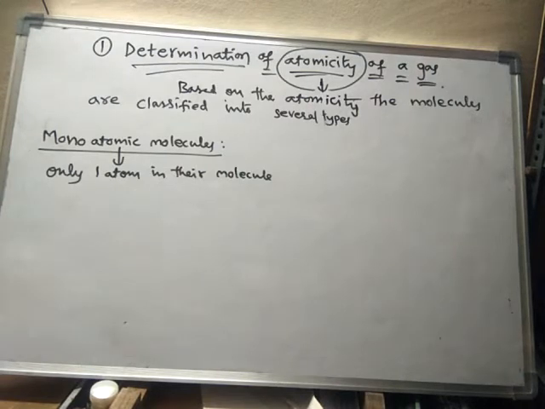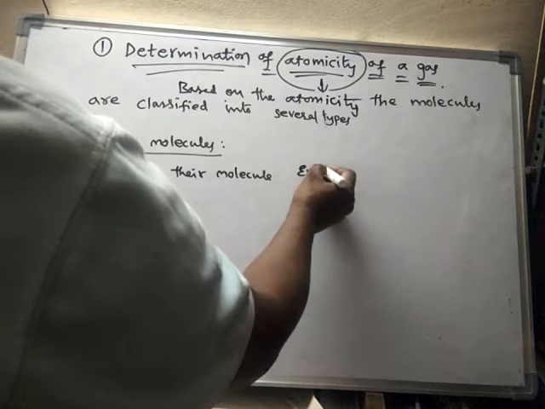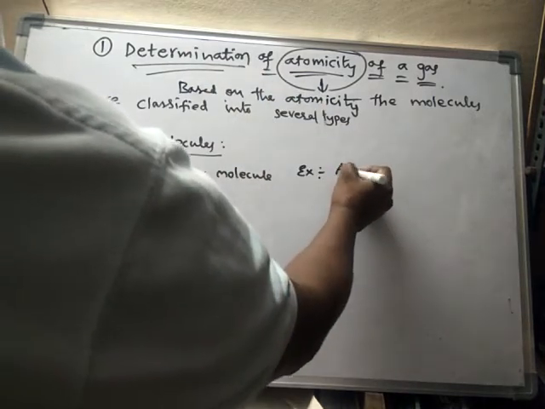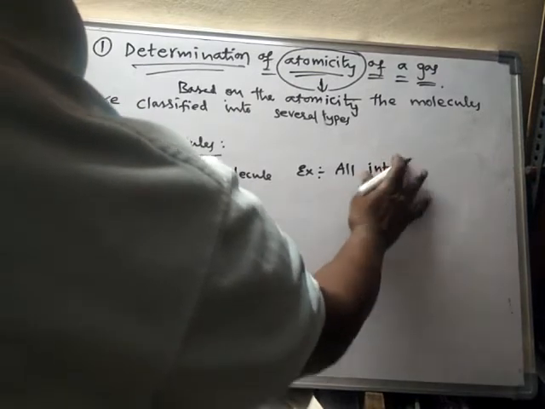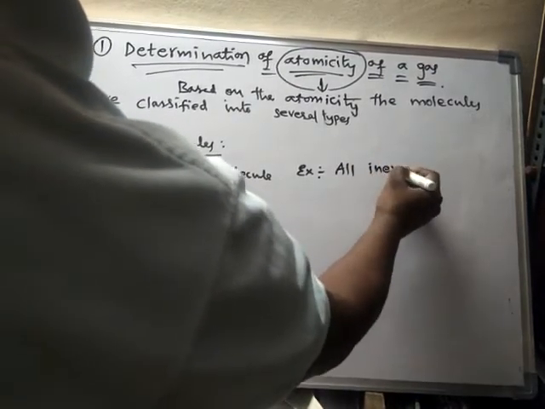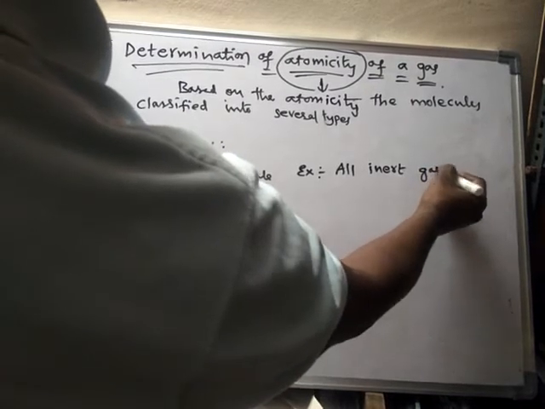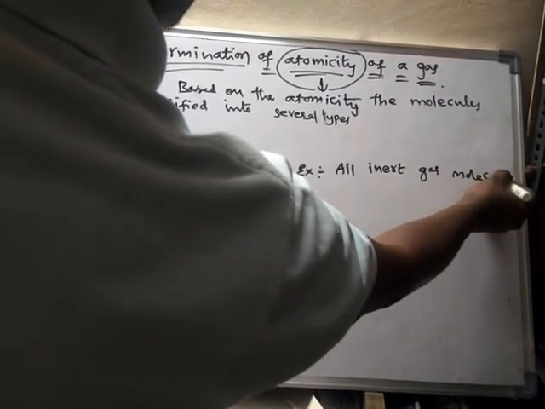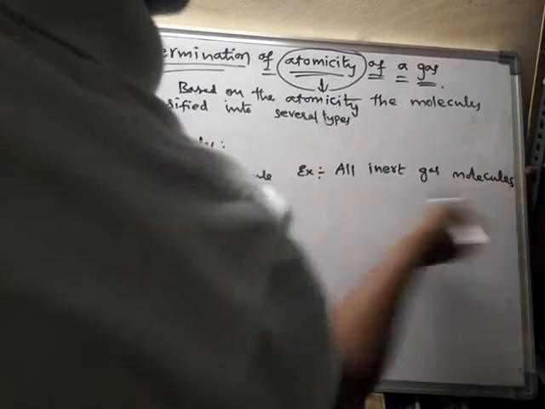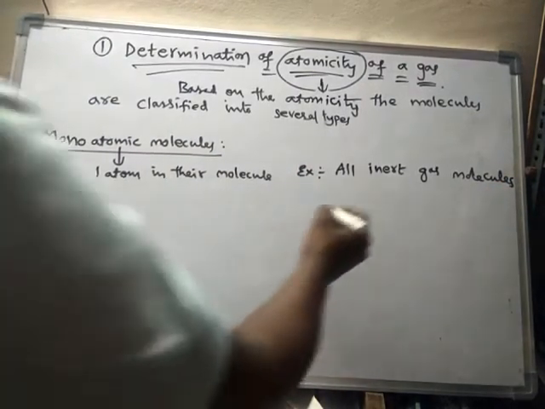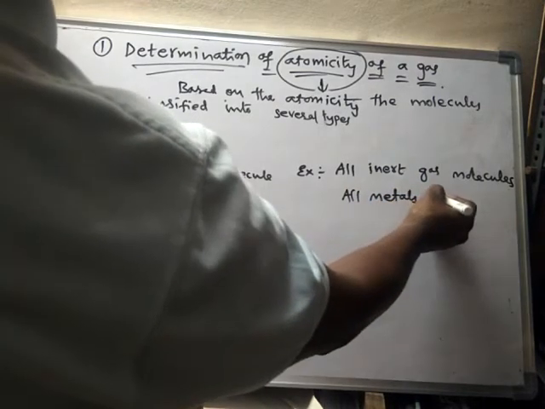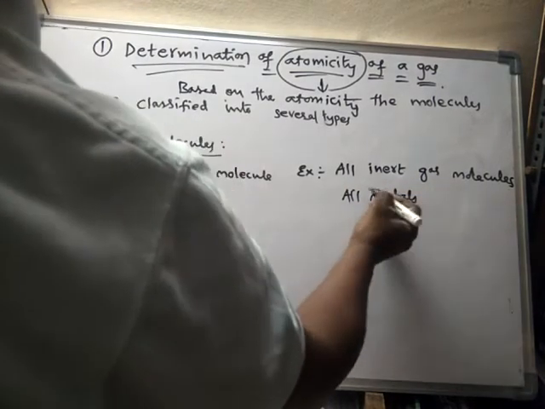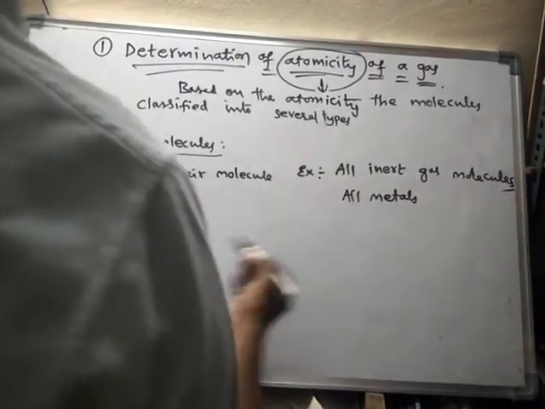Such molecules are said to be monoatomic molecules. Examples: all inert gas molecules are monoatomic. All metals are monoatomic. So all inert gas molecules and all metals are monoatomic.